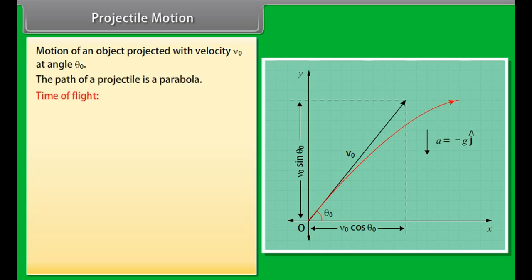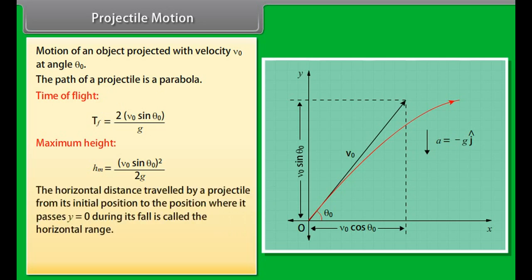Time of flight of a projectile is Tf equal to 2 v₀ sin θ₀ divided by g. Maximum height of a projectile is Hm equal to (v₀ sin θ₀)² divided by 2g. The horizontal distance travelled by a projectile from its initial position to the position where it passes y equal to 0 during its fall is called the horizontal range. Horizontal range of a projectile is given by v₀² sin 2θ₀ divided by g.